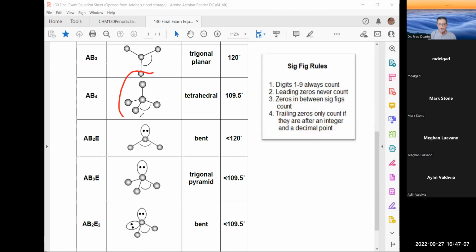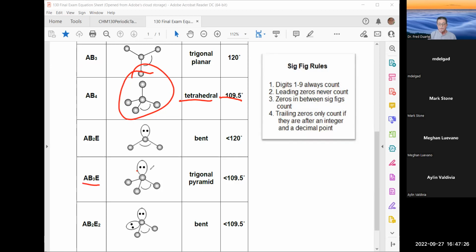So here we had earlier the example of a tetrahedral. That's the name of that particular structure, geometry, and that's the bond angle. But if we take out one of these B's and replace it with a lone pair like we do down here, we have this structure, AB3E.